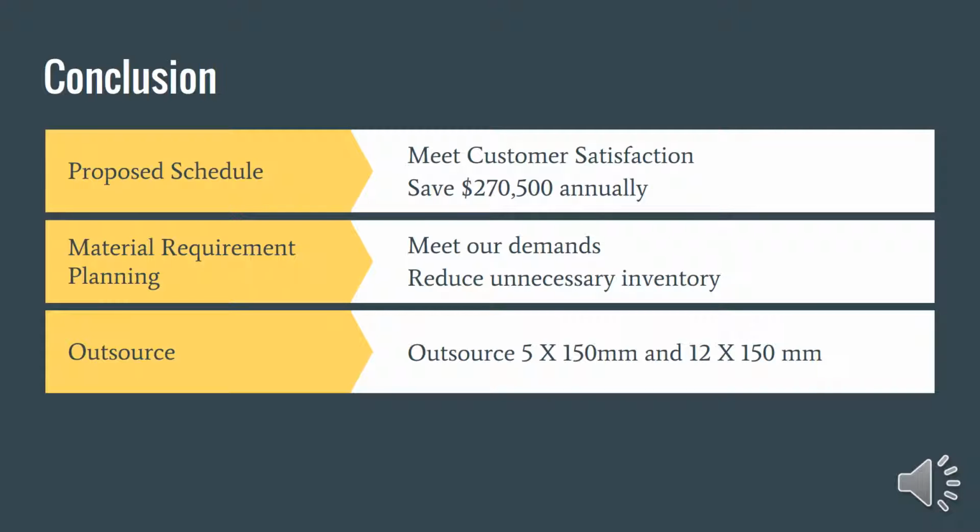These are our 3 recommendations for the company. First, we propose a schedule which meets customer satisfaction and saves the company $270,000 annually. Next, we propose material requirement planning, which meets demands and reduces unnecessary inventory. Finally, we recommend that the company outsource the 5 by 150 and the 12 by 150.